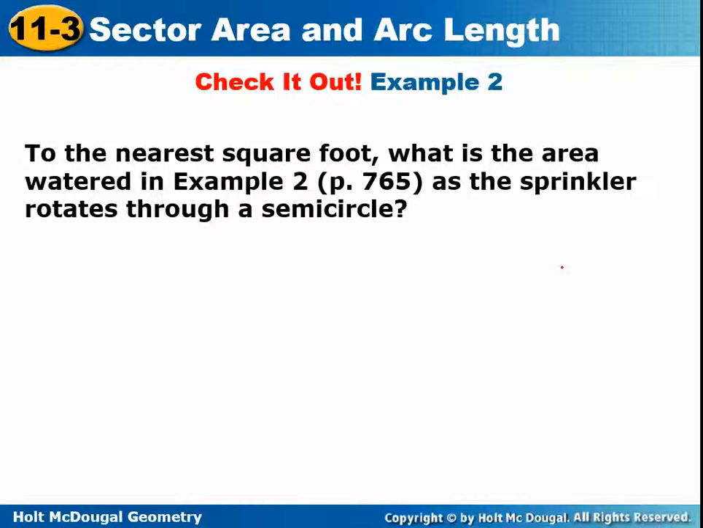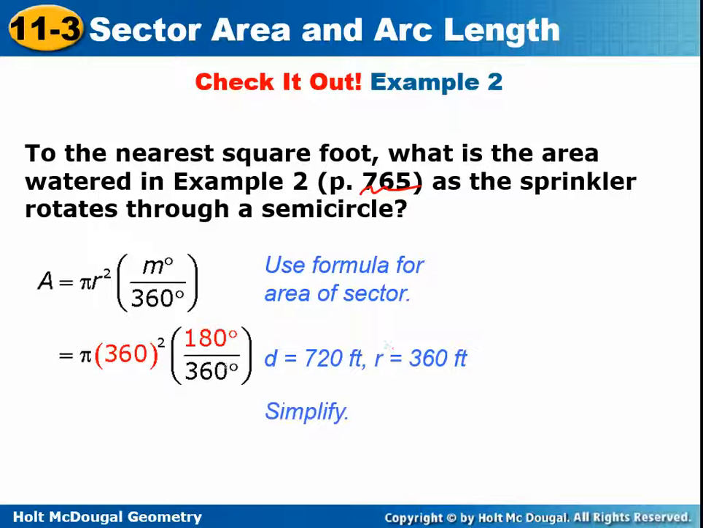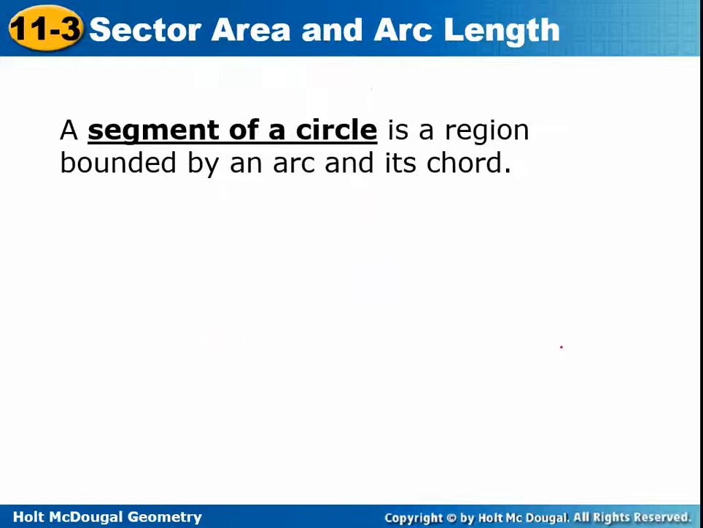This is almost the exact same thing, but it's a sprinkler, and it actually goes with page 765, so you can look in the book if you want to see how to do this one. Oh, this one's a half circle, so you could just do this as 1/2 rather than 180 over 360. You can simplify your fractions if you know what they simplify to.